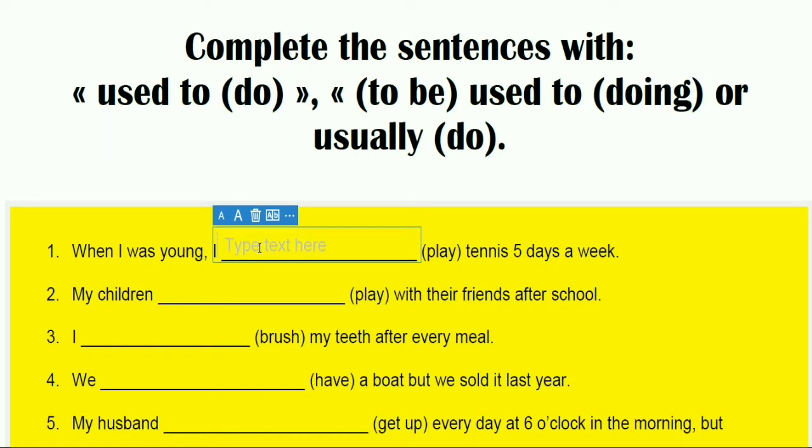Now you can complete: used to play, right? Okay.